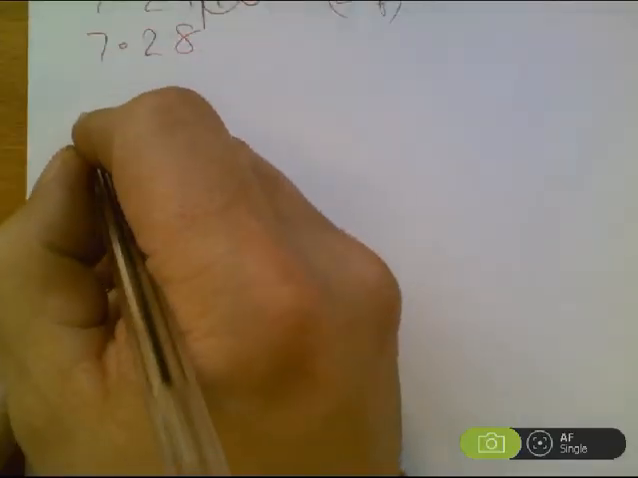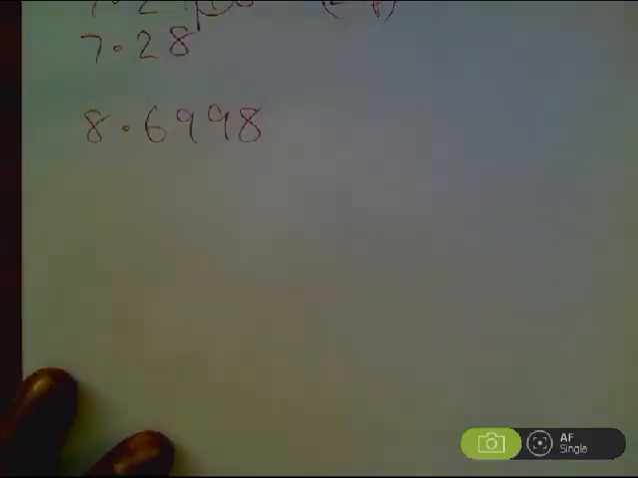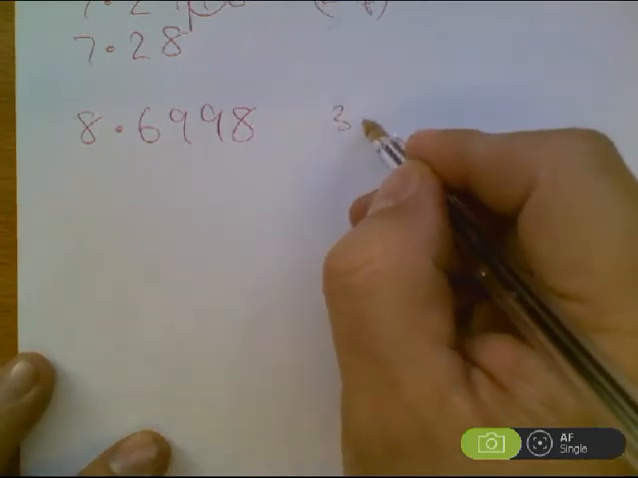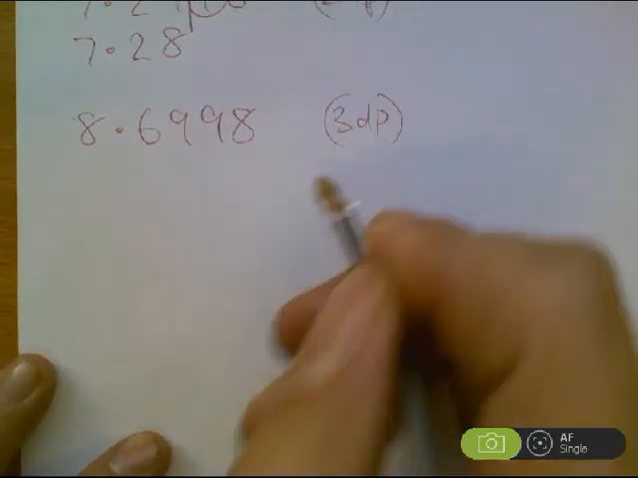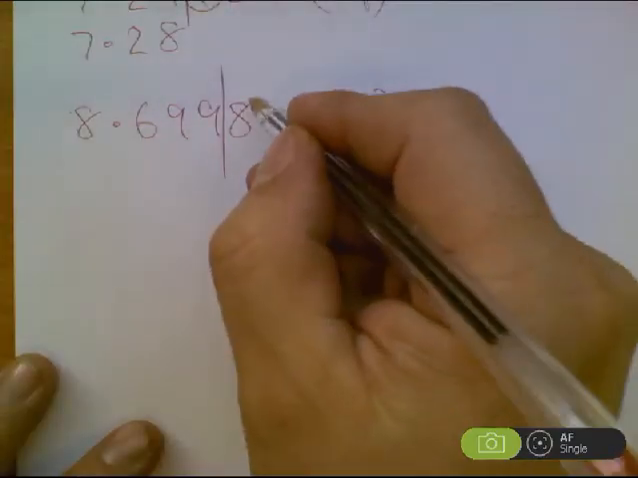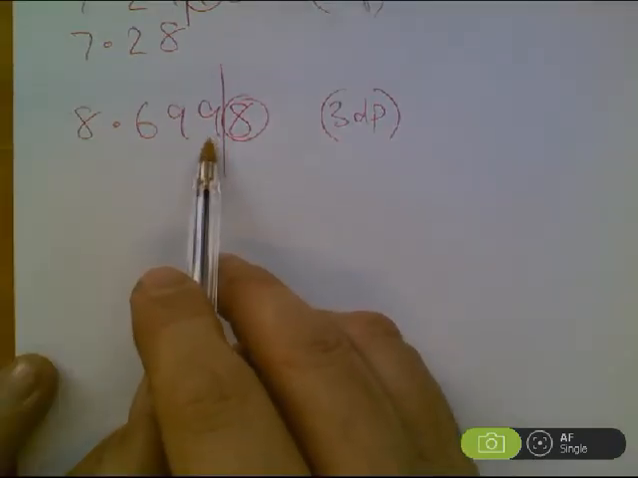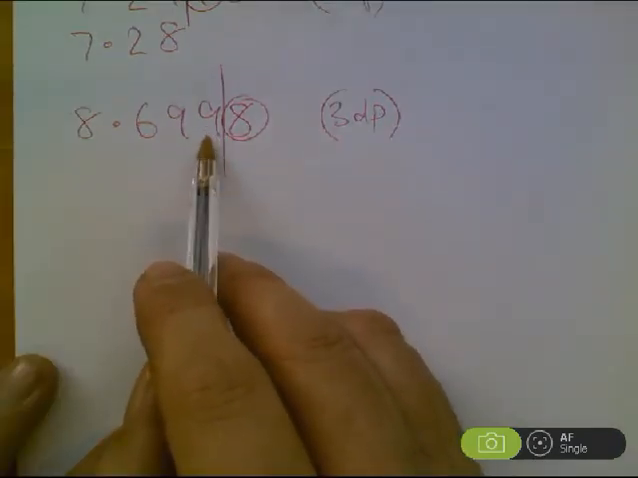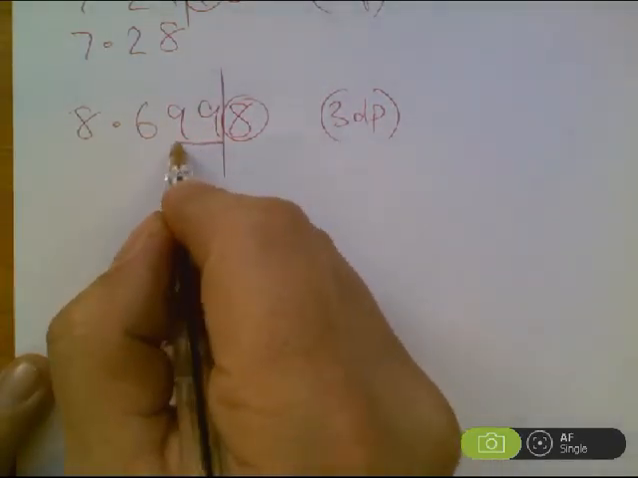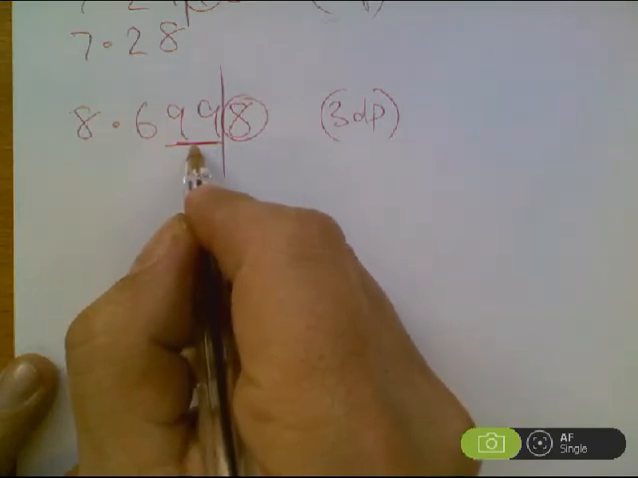One slightly more tricky example. Let's say I've got 8.6998 and I want to round it to 3 decimal places. Then I cut there. I look to the right of my cut, and I know I need to increase this 9 now by 1. Problem is, I can't increase a 9 by 1, so I will look left a bit and say, well, can I increase 99 by 1? Well, not really, because it becomes a 3-digit number.